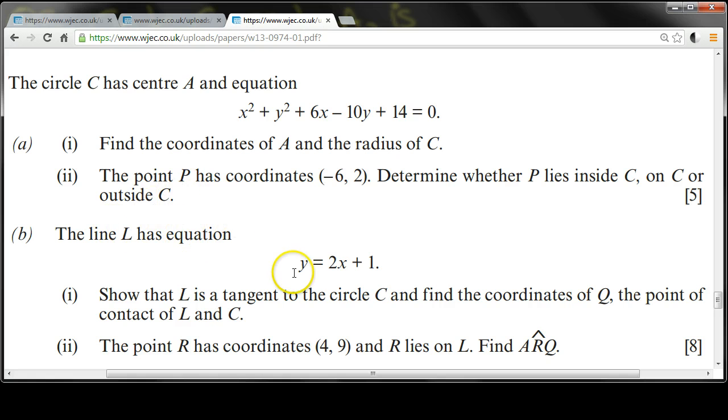The line L has equation y equals 2x plus 1. Show that L is a tangent to the circle C, and find the coordinates of Q, the point of contact of L and C. The point R has coordinates 4, 9, and R lies on L. Find the angle ARQ.